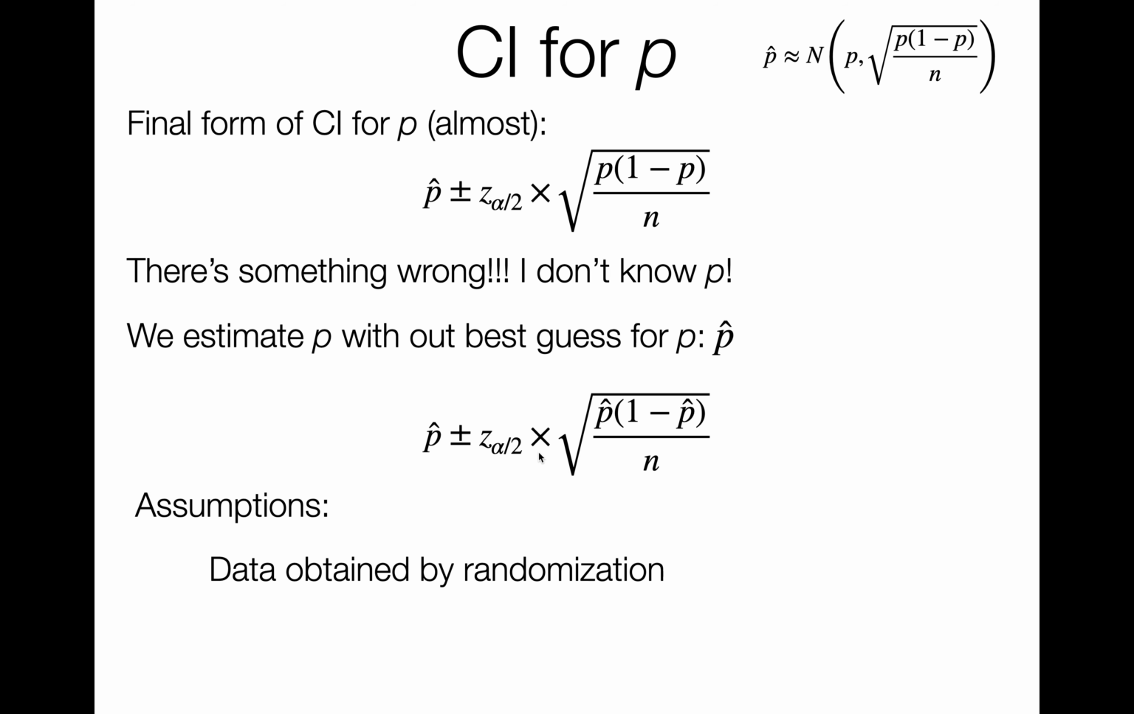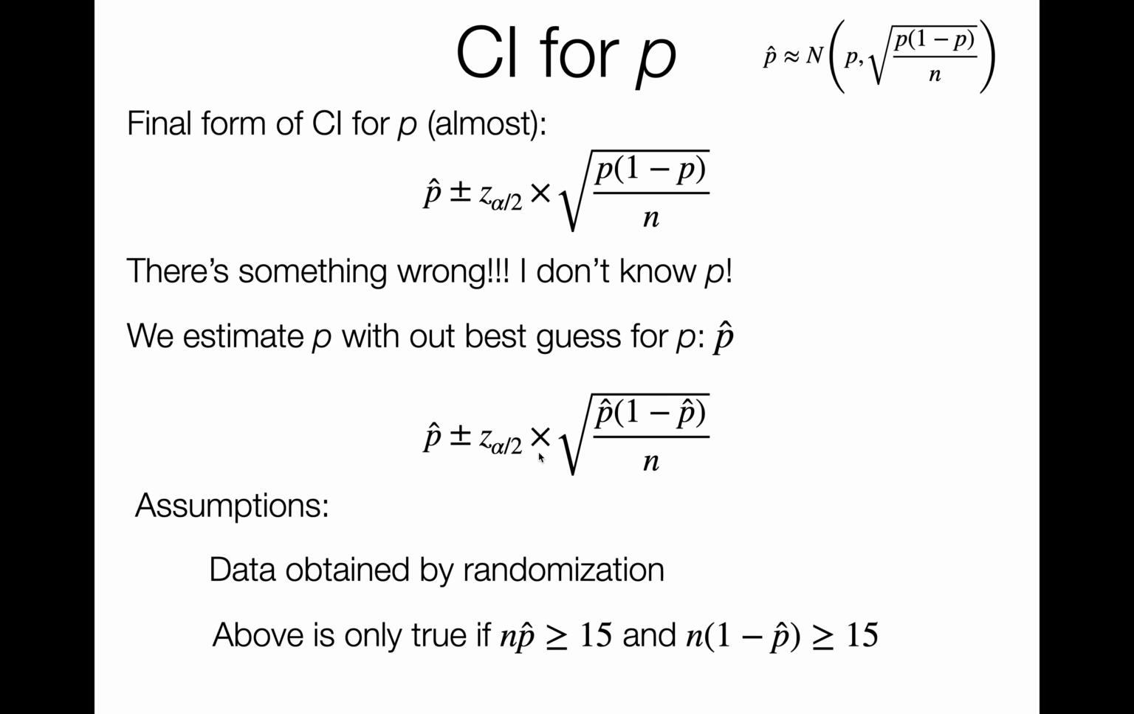This assumption is more important in actual real-life examples, where we don't always know that the data was obtained randomly. And then the second comes from the sampling distribution. The interval is only true if n times P hat is greater than or equal to 15 and n times 1 minus P hat is greater than or equal to 15. You'll notice that this is very similar to what we saw in the sampling distribution conditions, except I've now substituted in P hats for P's. Because of course I don't know P, so I've got to use my best guess, P hat.